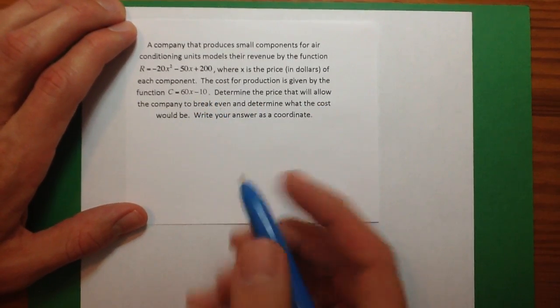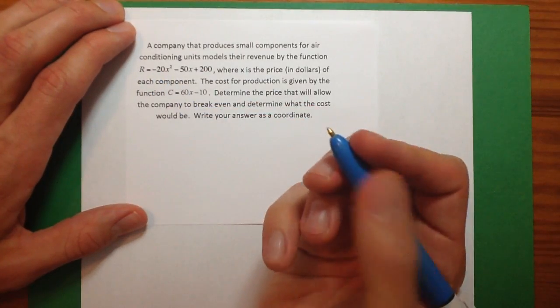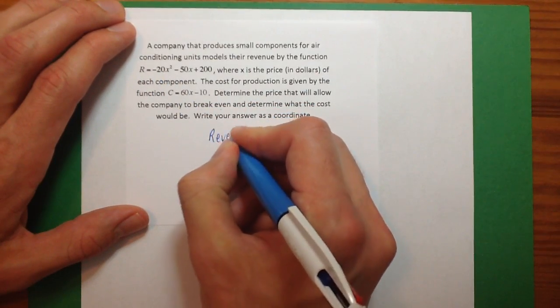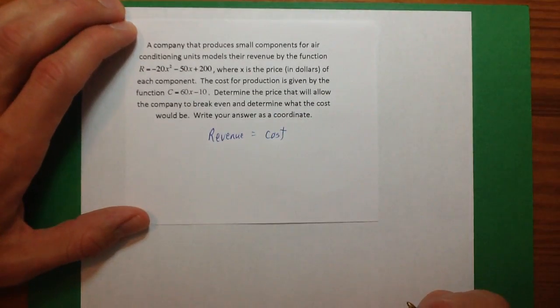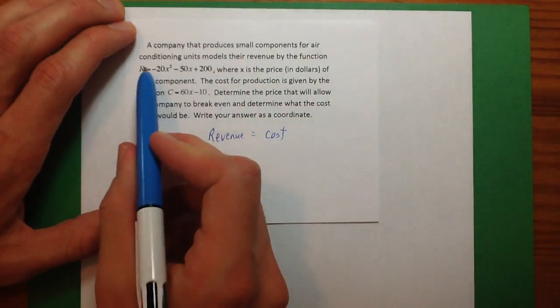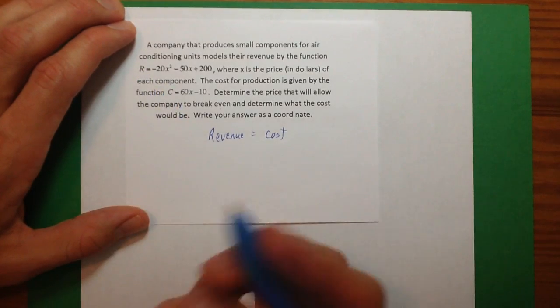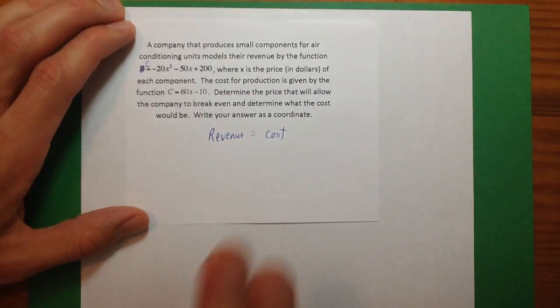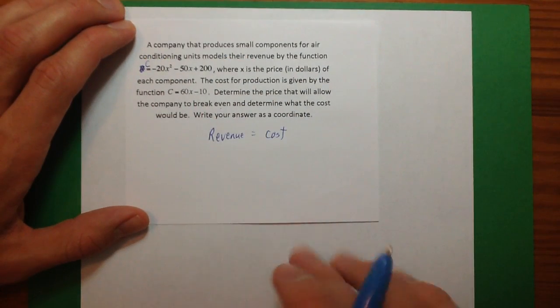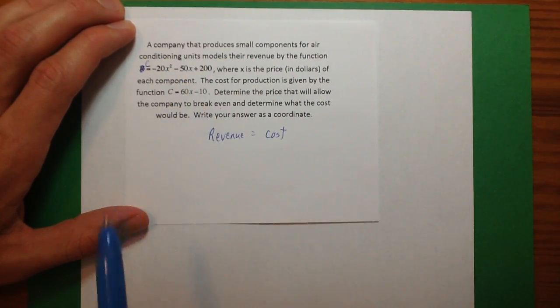What that means is revenue equals cost. So basically we're just saying that revenue is going to equal cost, and so if you really want to get technical about it, I could replace either one of these variables with the other one. I'm going to actually replace this R with a C. For the context of this problem, that is perfectly legal because we want these two things to be the same.